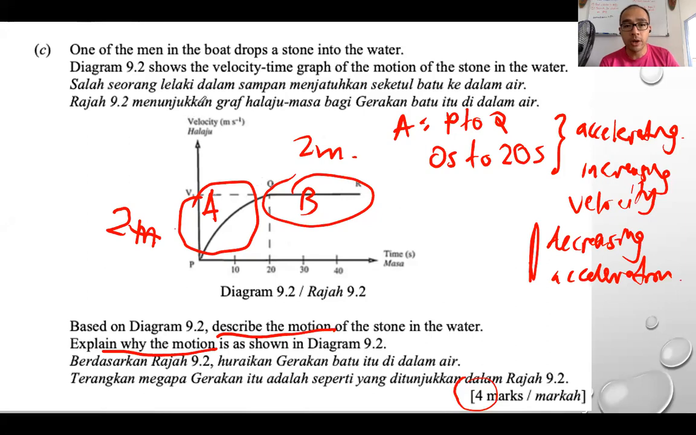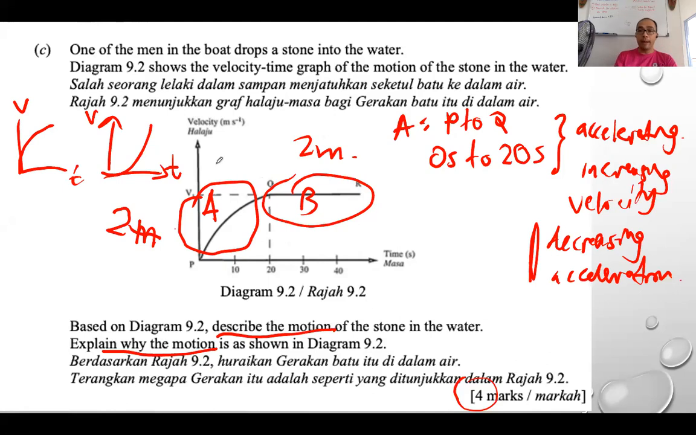Okay, because on a velocity time graph, this is decreasing acceleration. This is increasing acceleration. Okay, VT graph, velocity time. But it doesn't matter. If you cannot get this, as long as kamu nampak dia accelerating atau increasing velocity, pun cukup lah. Saya terima juga. But the schema pemangkahan is very specific.